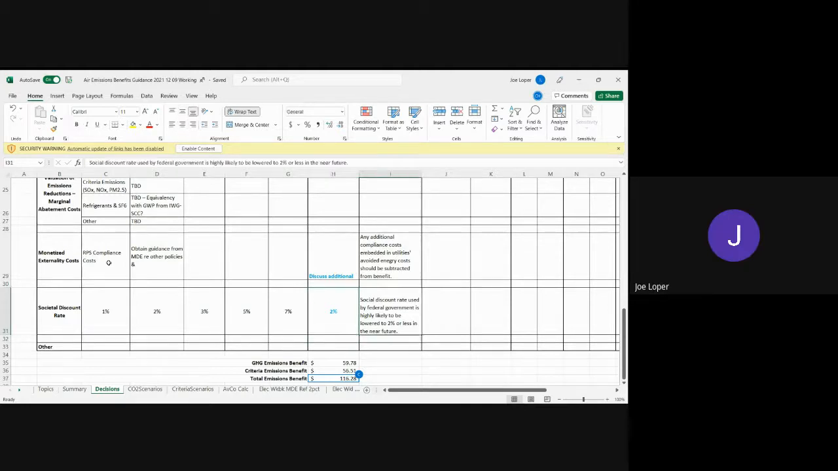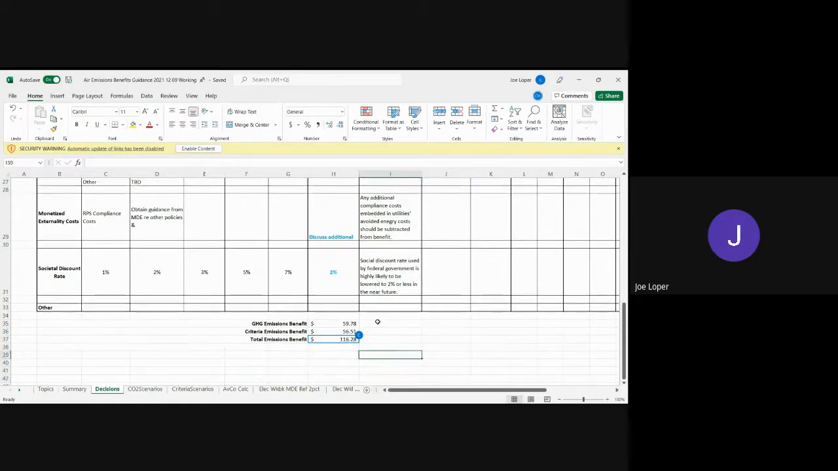So then finally, to probably the big enchiladas, the societal discount rate. I'm going to have a bit more discussion on that in just a second. My recommendation on this, just to finish out this worksheet, is that we go with the 2%. My reason is that the federal government's lower societal discount rate is going to be going to that number in the near future. I'll explain why I'm saying that.